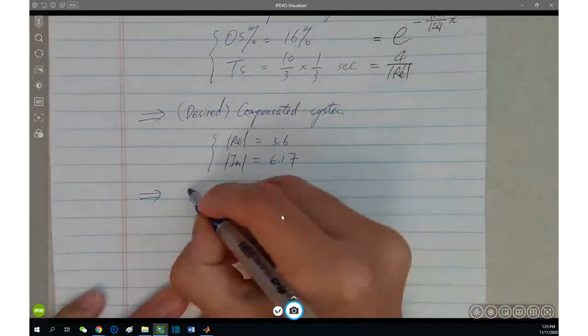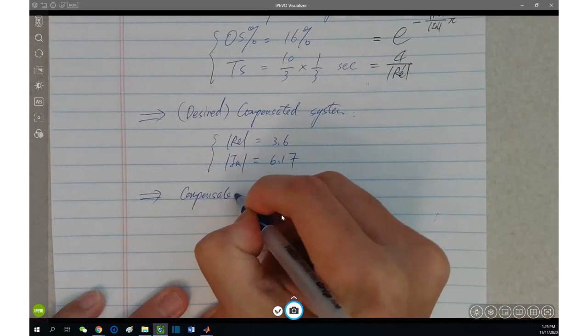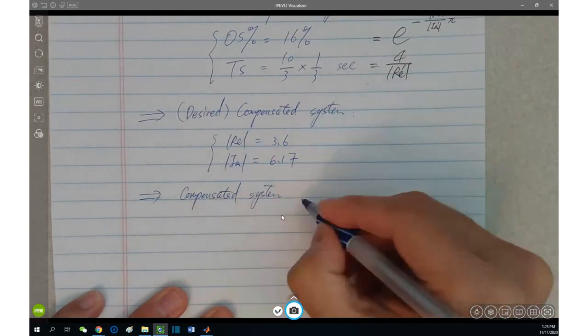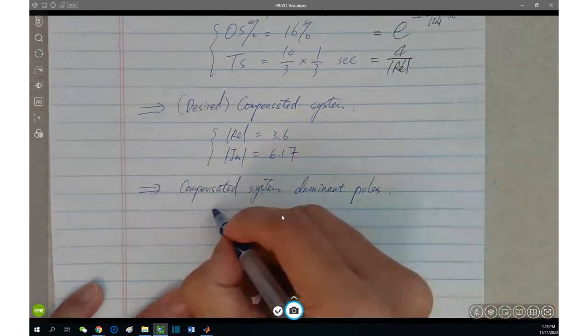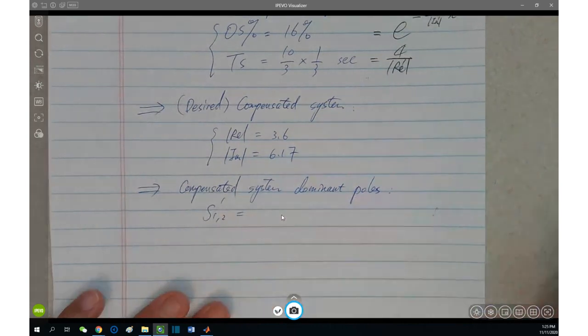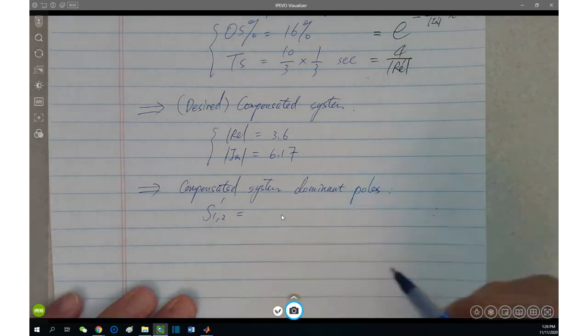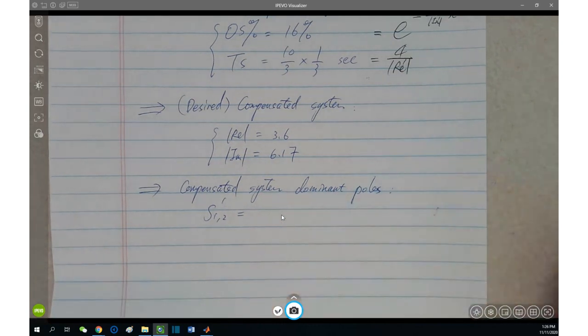Therefore, the conclusion is the compensated system dominant poles are what? Now we know the magnitude of the real part and imaginary part. And what are the dominant poles then? s1,2 should equal negative 1.2 plus or minus 6.17.